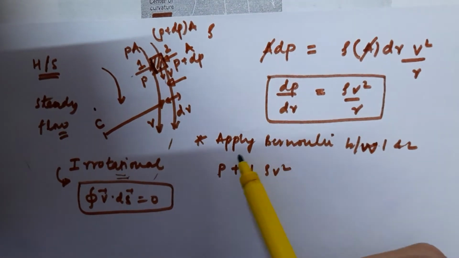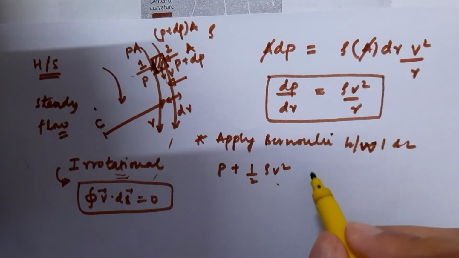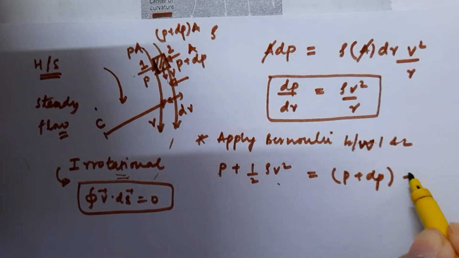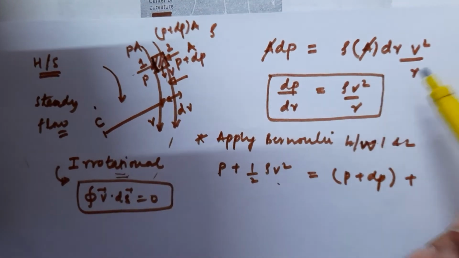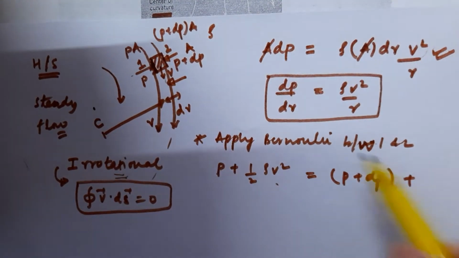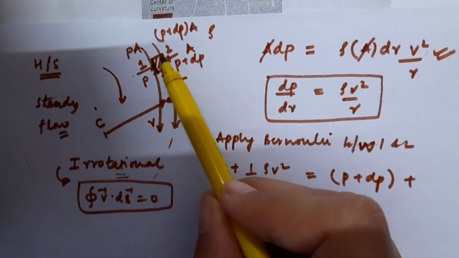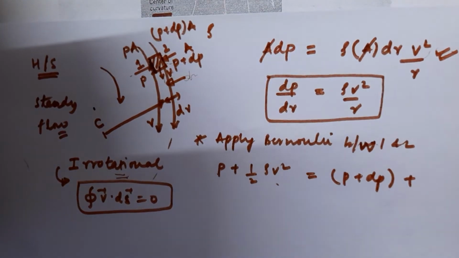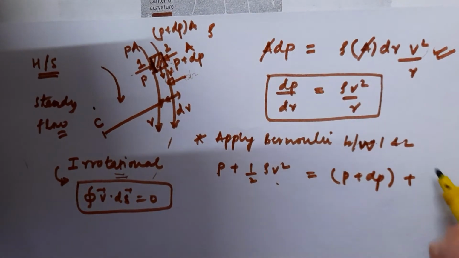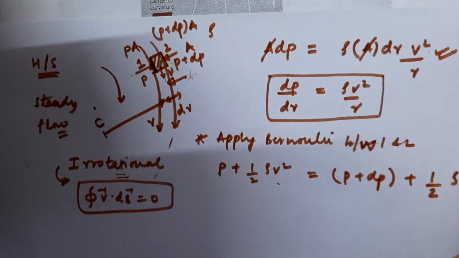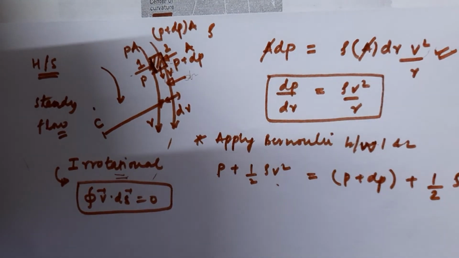So on this side 1 we have P plus half rho v square equal to P plus dP, the pressure on that side, plus half rho times the velocity, which I assume to be V plus dV. I took it as V, but because there is an increment dr, I can assume these to be two different streamlines, and here I can take V plus dV. So half rho (V plus dV) squared, right?